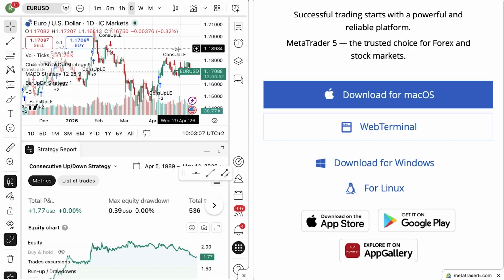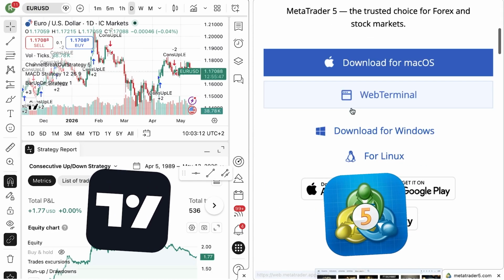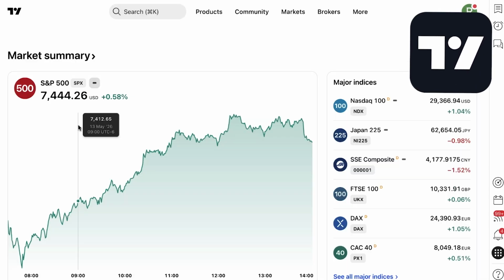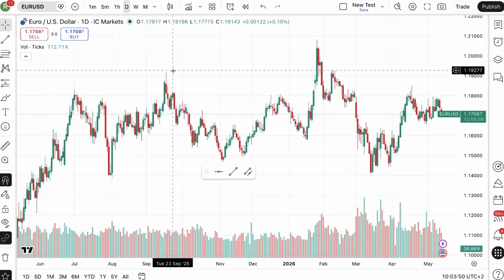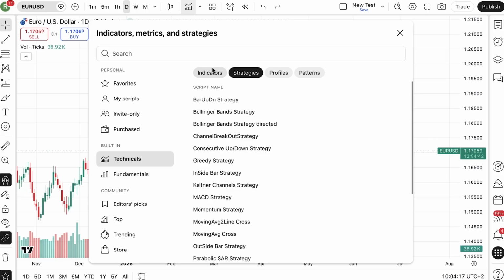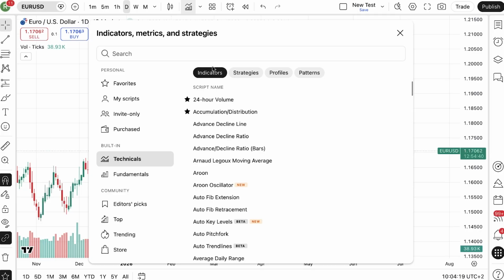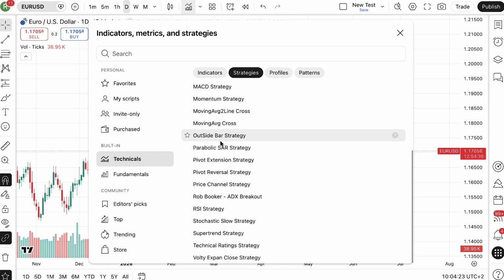But first, let's talk about what is TradingView and what is MetaTrader 5. TradingView is a leading platform for charts for traders worldwide. You can see that it's great for analyzing prices and trends. And they provide multiple indicators and strategies so you can do automated trading.